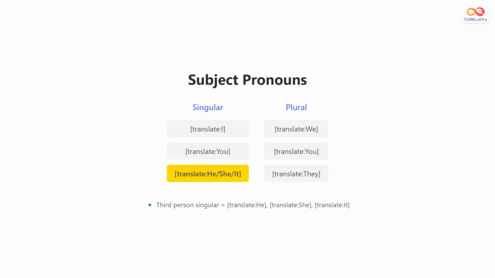Let's start by reviewing subject pronouns. We have singular pronouns, I, you, and he or she or it. And we have plural pronouns, we, you, and they. The important thing to remember is that only the third person singular pronouns, he, she, and it, require a change to the verb. All other pronouns use the base form of the verb without any changes.